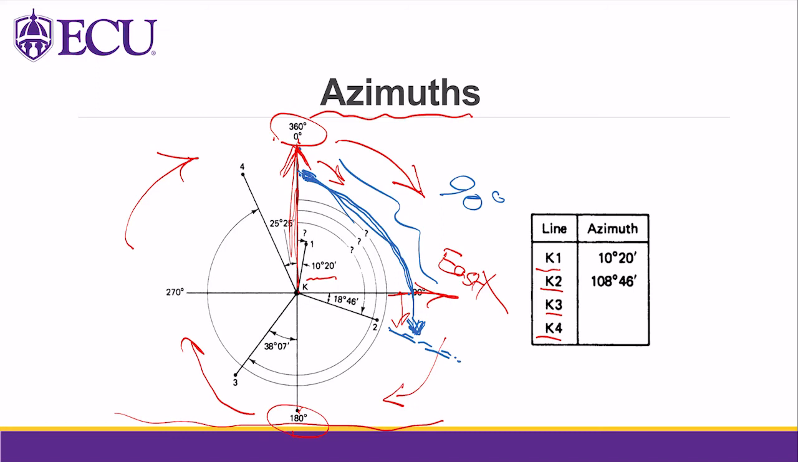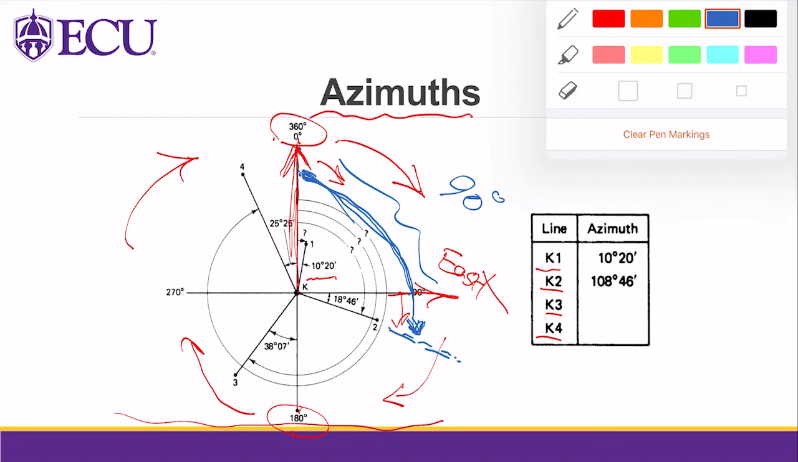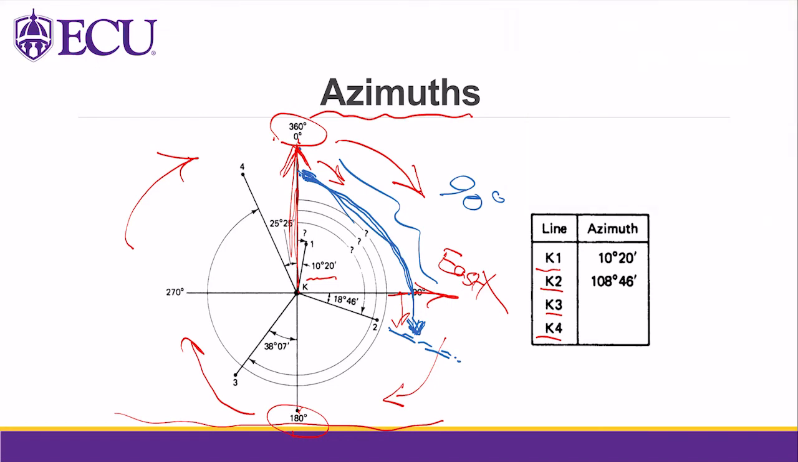How about K3? K3 is located in the third quadrant, and some information is given, and that is the angle between the south end of the meridian and the line. This is helpful, but this is not the azimuth. I need to do some calculation because by definition, an azimuth is measured clockwise from the north end of the meridian, which means I need to add these 180 degrees, right? It's pretty obvious. I add 180 to 38 degrees and 7 minutes, and that gives me 218 degrees and 7 minutes.